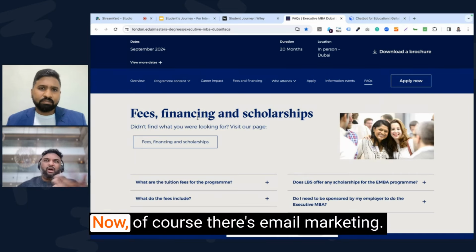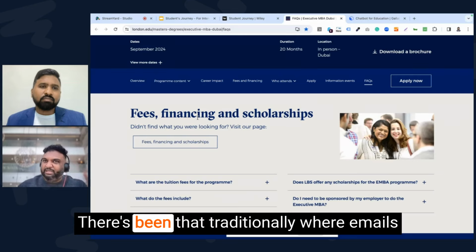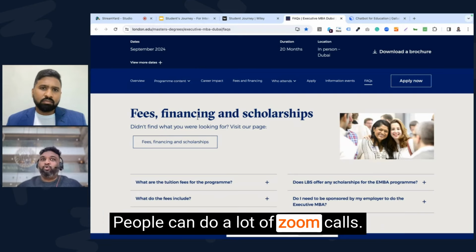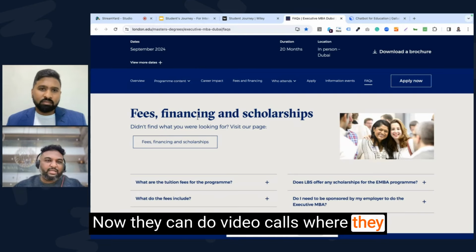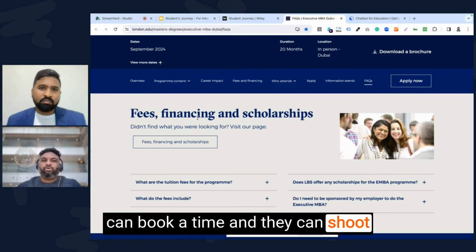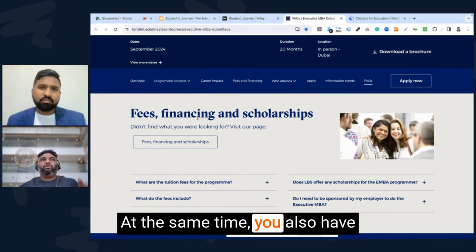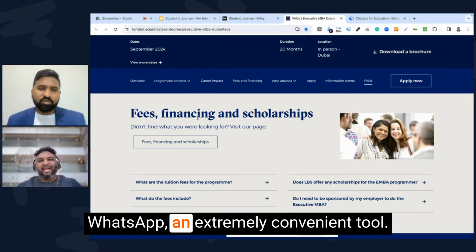Simple. Now, of course, there's email marketing, which traditionally has been where emails are sent back and forth. Then people can do a lot of Zoom calls now. They can do video calls where they can book a time, shoot some questions and get resolutions. At the same time, you also have WhatsApp, which is an extremely convenient tool.